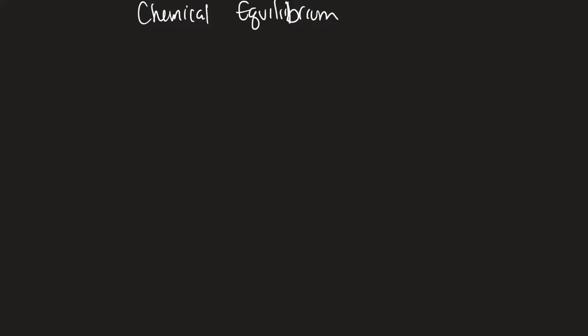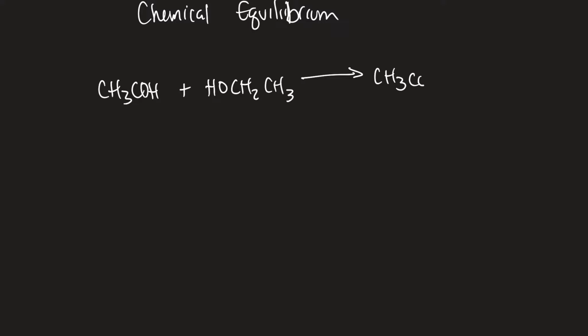Let's just say we have this reaction here where we have acetic acid, CH3COOH, which reacts with ethyl alcohol, HOCH2CH3. When you mix these two together, you're going to make ethyl acetate, CH3COOCH2CH3, and water. So you have acetic acid with ethyl alcohol making ethyl acetate and water.